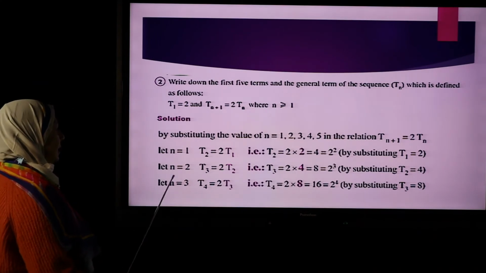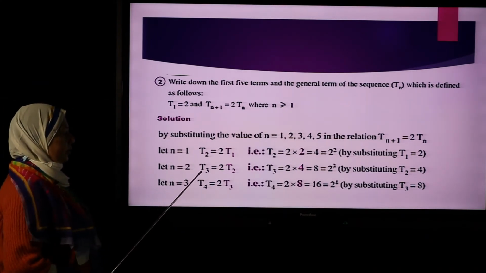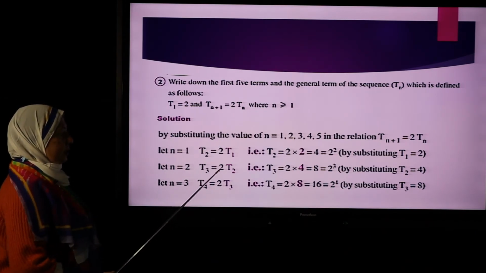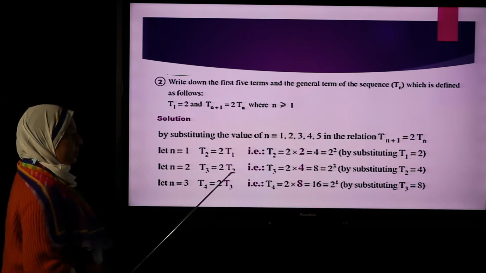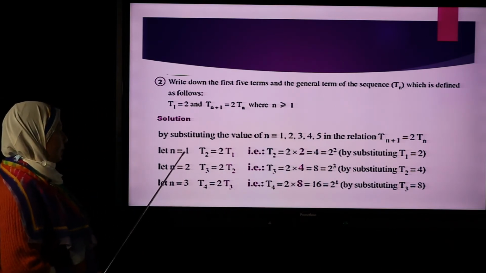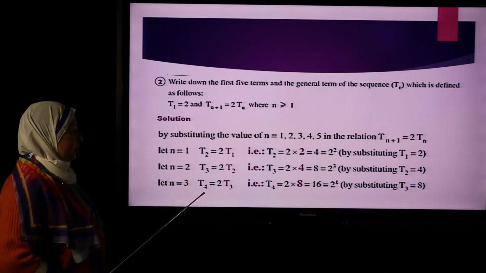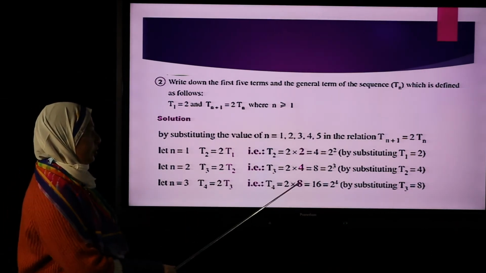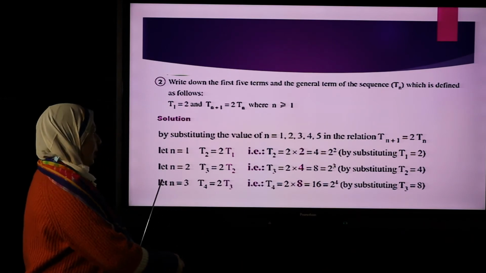Second, little n equals 2, 2 plus 1, therefore T3 equals 2 T2. T2, the second term, equals 4. 4 times 2 equals 8. And so on. Let n equal 3, 3 plus 1, therefore T4 equals 2 times the third term. Third term equals 8. 8 times 2 equals 16. And so on.